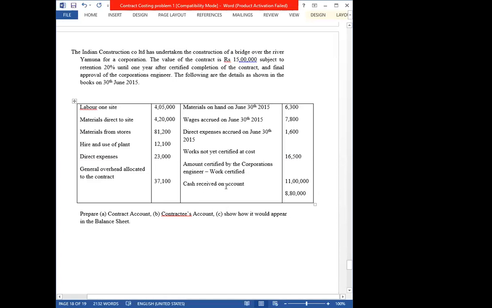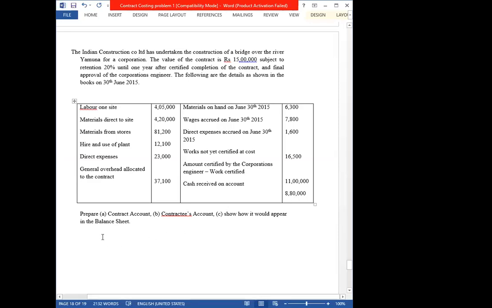And then cash received on account. This is nothing but cash received from the contractee. This will not come in any place in the contract account. This will be used, one, for the purpose of calculating the P&L account. Another one, this will be shown in the balance sheet asset side. When you are showing work in progress, you will be taking the work certified plus work not certified. From that, you have to deduct this cash received. So this will come in one place, the balance sheet. Another place, this will be taken for the calculation purpose.